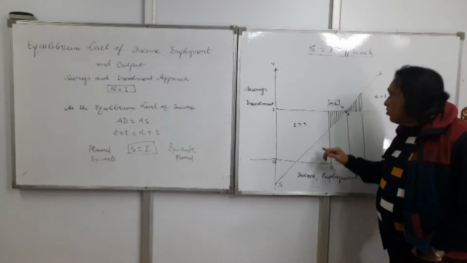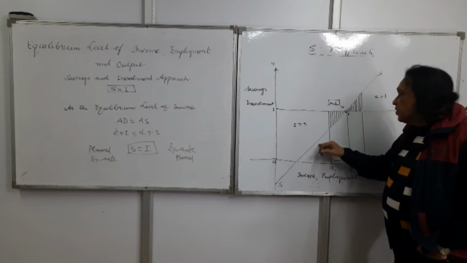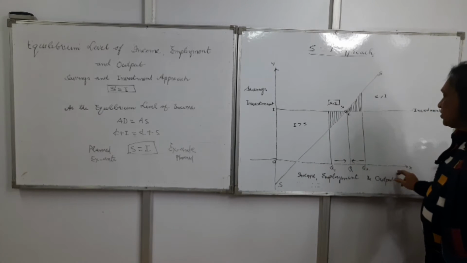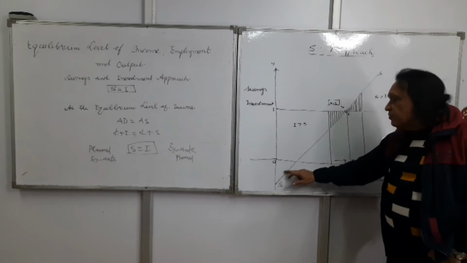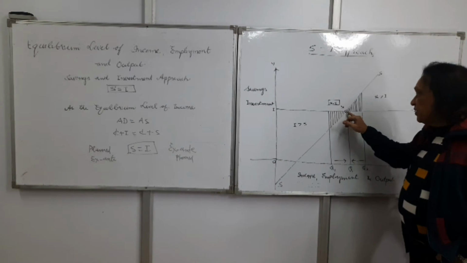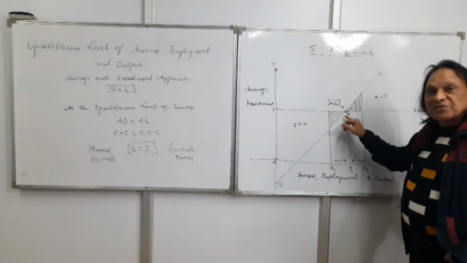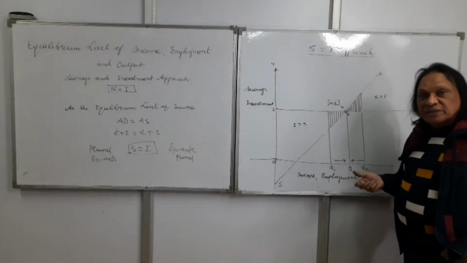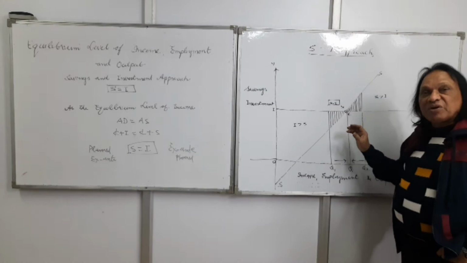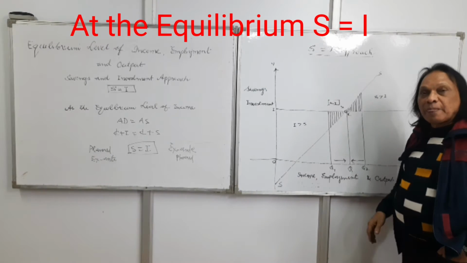So here, the saving curve keeps on increasing. As income is increasing here, national income, our savings are also going up. Then a point comes where the saving curve and investment curve intersect each other at point E. This we call the equilibrium point at OQ level of income. This is the equilibrium level of income, S is equal to I.